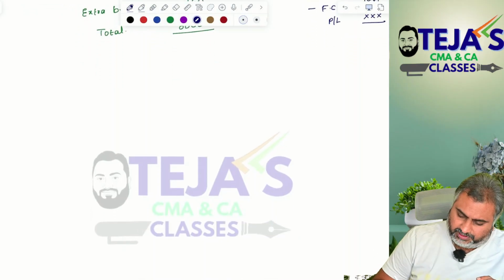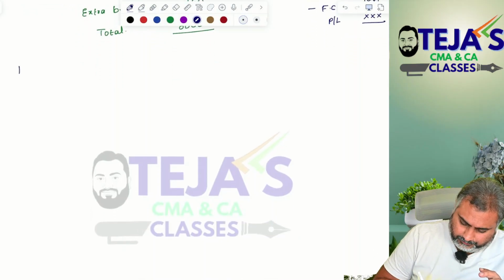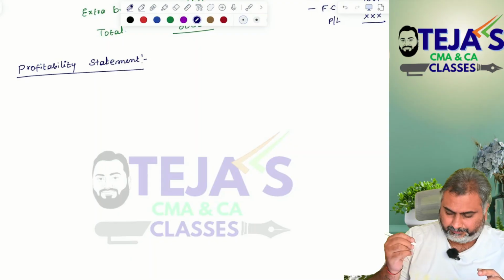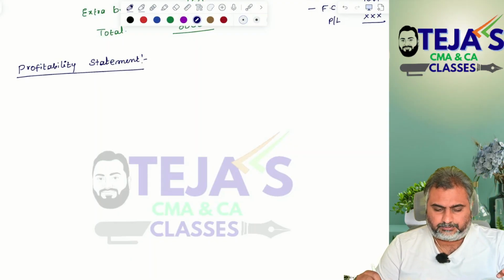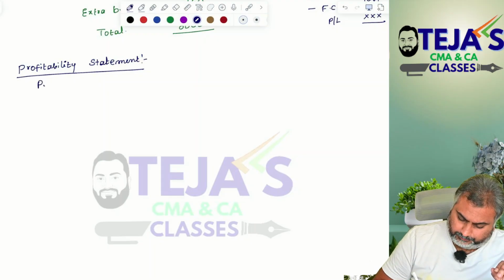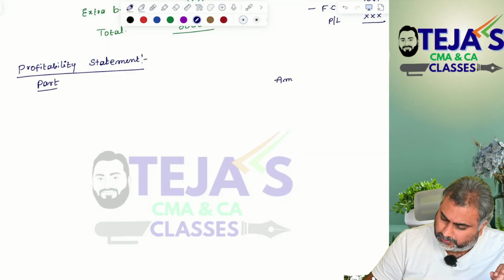So now you can put it as profitability statement. You can also call it a profitability statement. So, particulars, amount and amount.